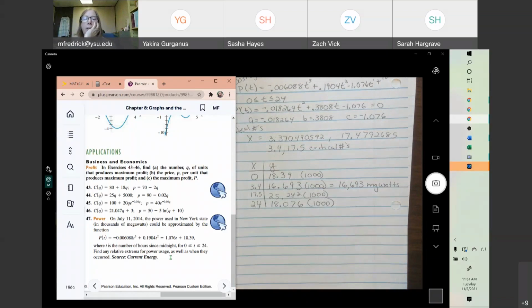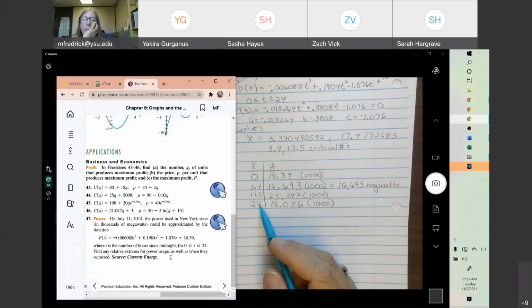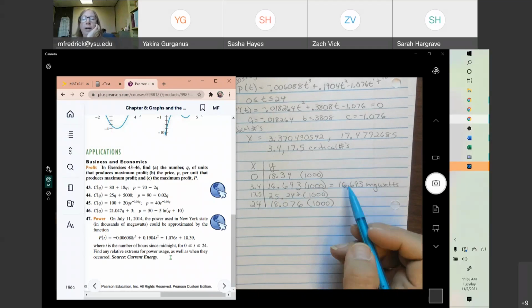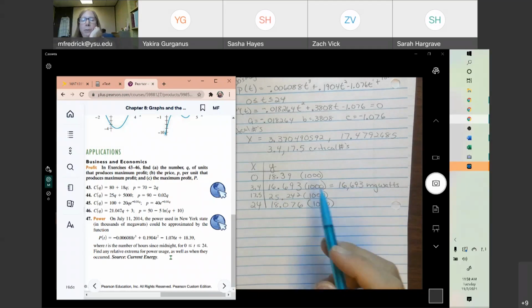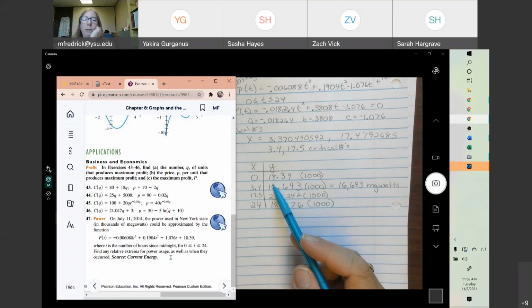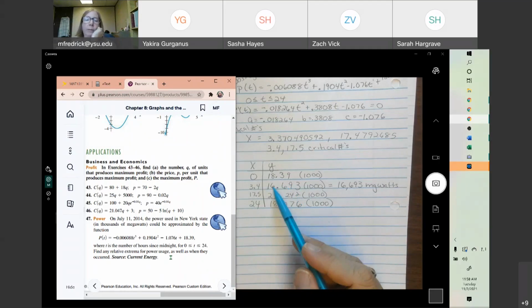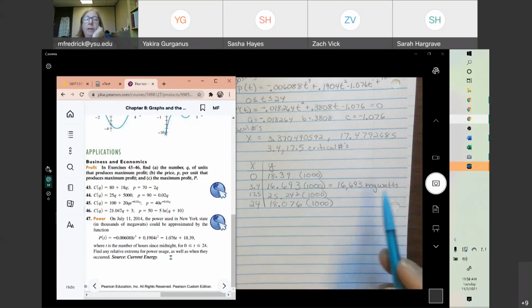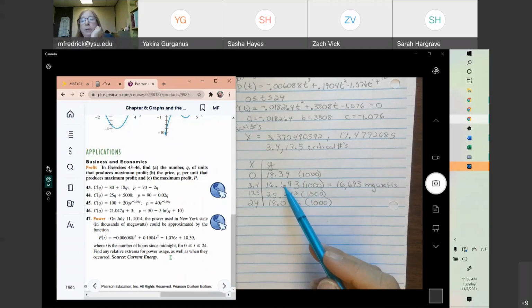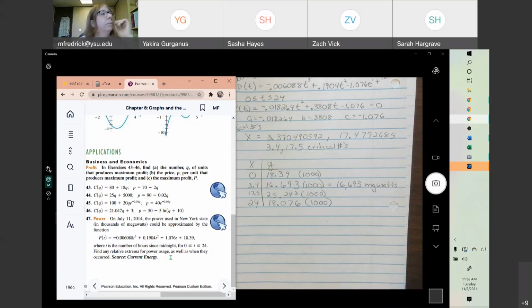Any questions on that? This would be our absolute max. This is our absolute min. It just asks for a relative extrema. So this one would be a relative min and a relative max. But in this interval, it's also the absolute lowest and the absolute highest. Any questions on that? Did you find those y values?